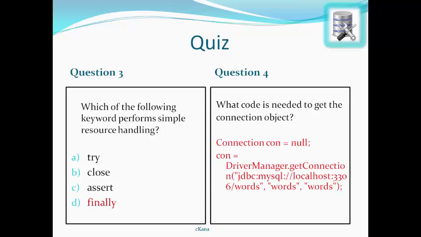The answers are as follows. Question 3, the answer is D. And question 4, here is the code to get the connection object.